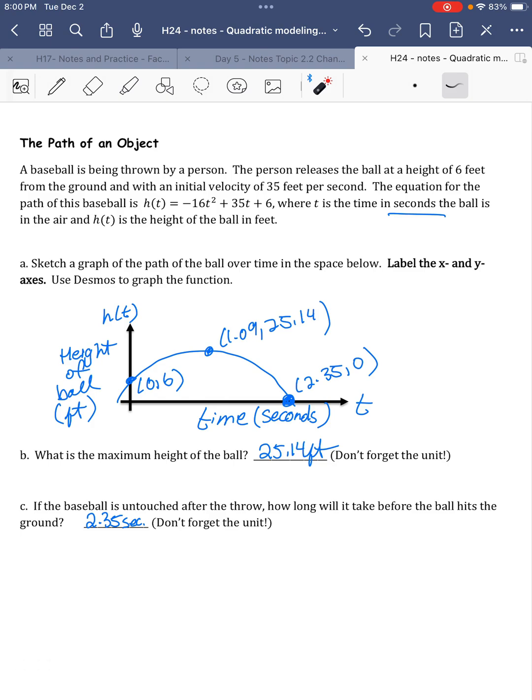So the last problem deals with, it's like a physics type problem. It deals with the path of an object. So like projectile motion is what you call it. So when somebody throws a ball or kicks a soccer ball or something like that, it makes a parabola in the air, right? It rises and it falls, okay? So the equation for this baseball that's being thrown is this right here. That's what you're going to type into Desmos so that you can see these points and everything.